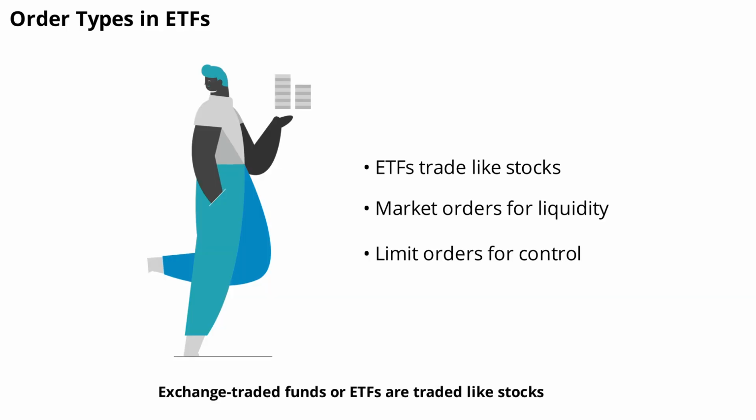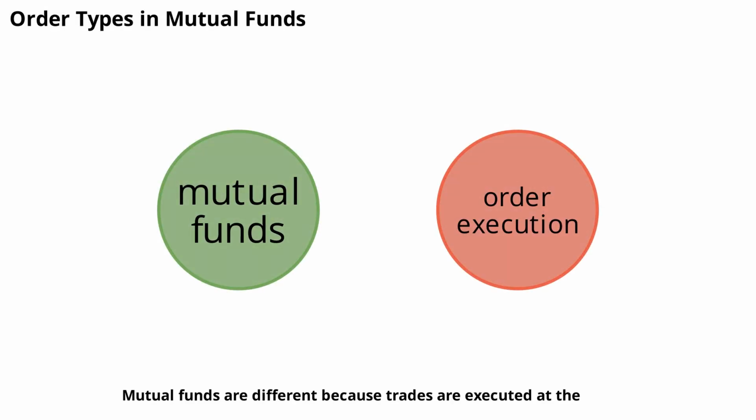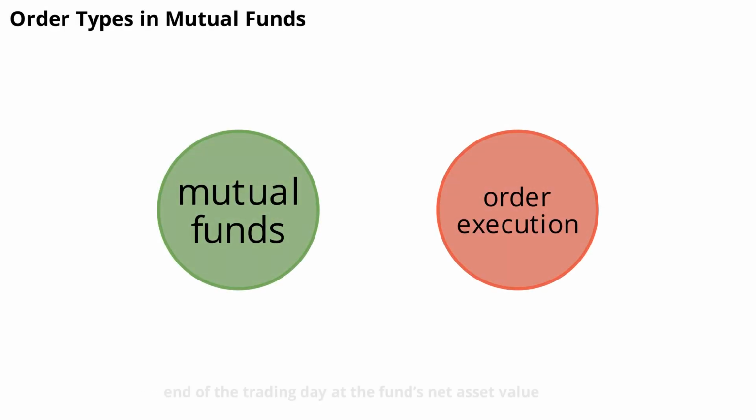Exchange-traded funds, or ETFs, are traded like stocks. Market and limit orders work the same way. Because ETFs can be highly liquid, market orders are often safe, but limit orders can help you avoid surprises during volatile periods. Mutual funds are different because trades are executed at the end of the trading day at the fund's net asset value. Market and limit orders don't apply in the same way, but understanding order types is still useful for other investments you might make.